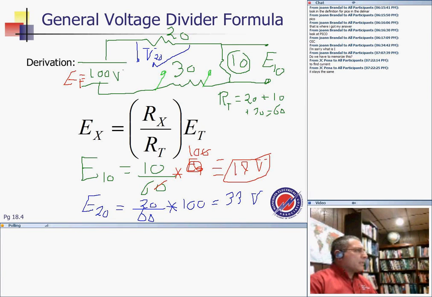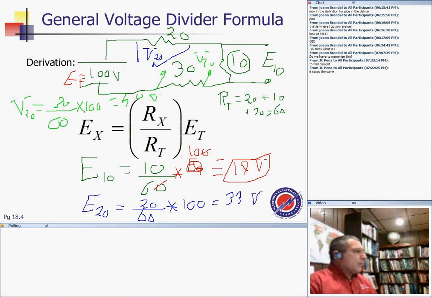I need to find the voltage across the 30. That's 30 divided by 60 multiplied by 100. 30 divided by 60 is a half, so half of 100 is 50 volts.